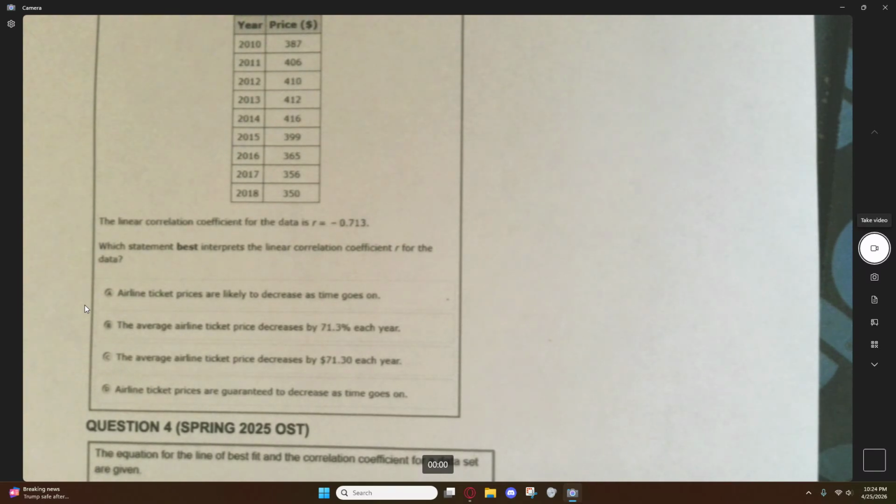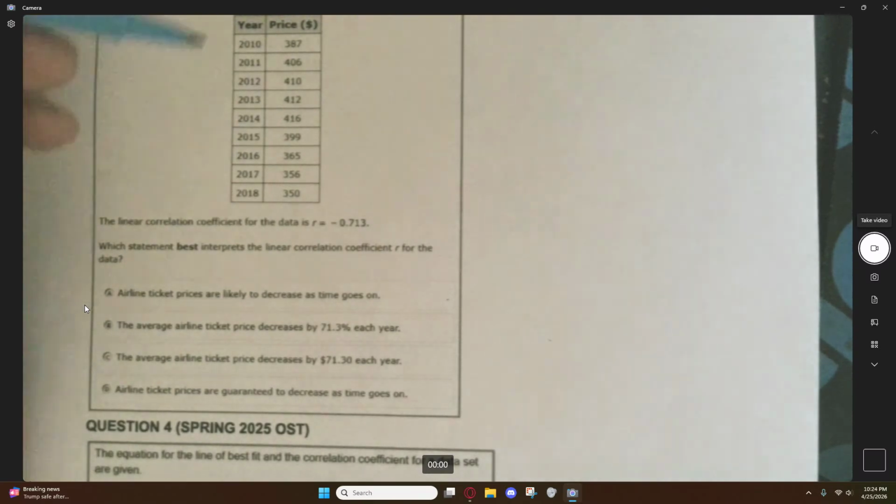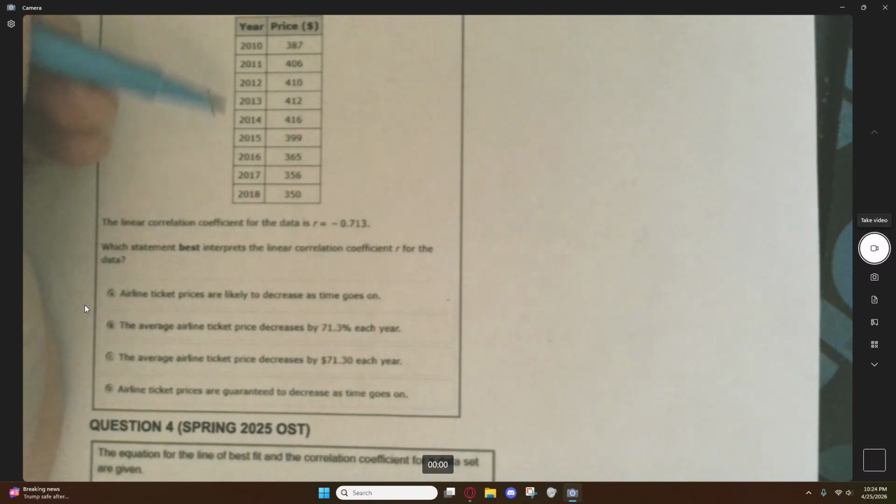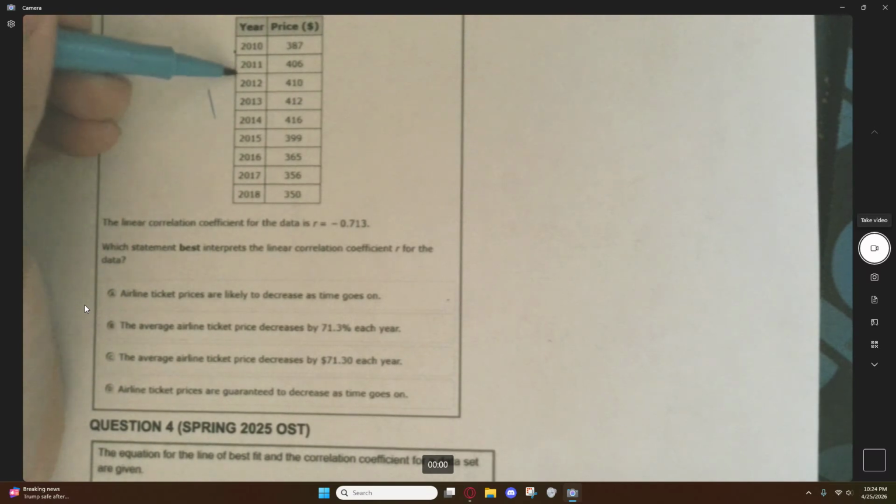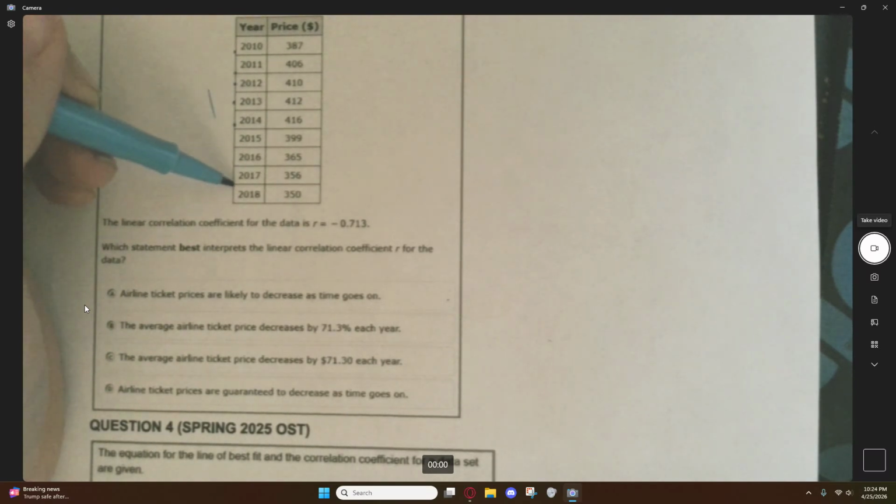So, A: airline tickets are likely to decrease as time goes on. You can see that that's not really true, especially considering they increased for the first few years and only now started to decrease.